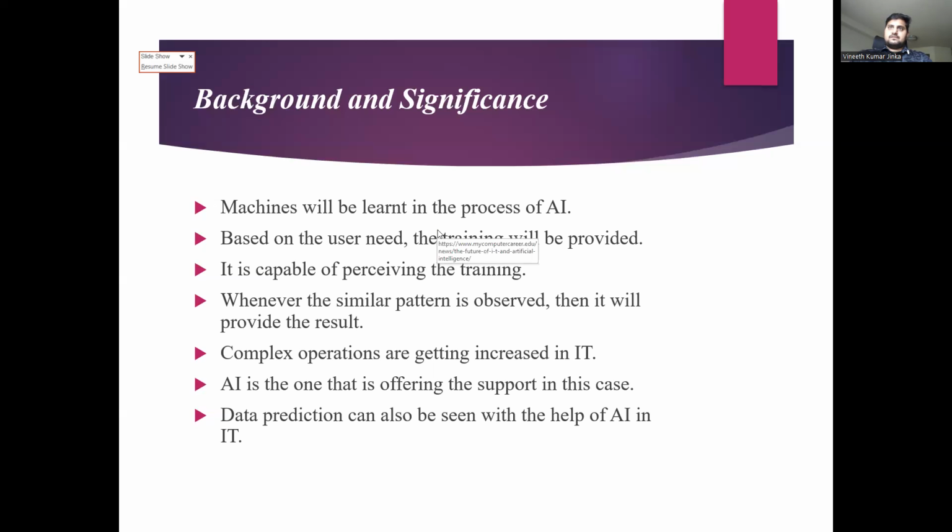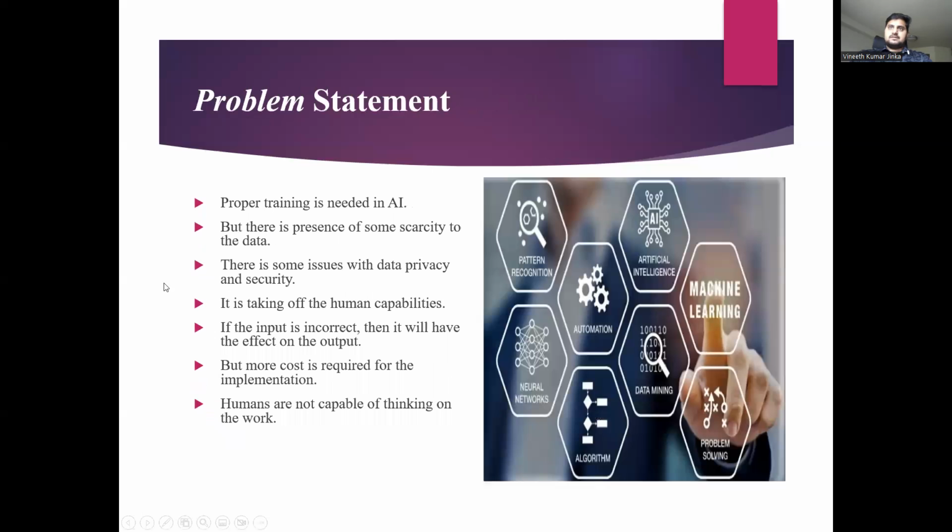So when it comes to our next slide, it's our problem statements. What is the problem statement for artificial intelligence? Let's go a bit into the problem statement, how we are going to face it in artificial intelligence. Proper training is needed in an AI, but there is some scarcity of data. If the input is incorrect, it will affect the output as well. Humans are not capable of thinking on their own in this work.